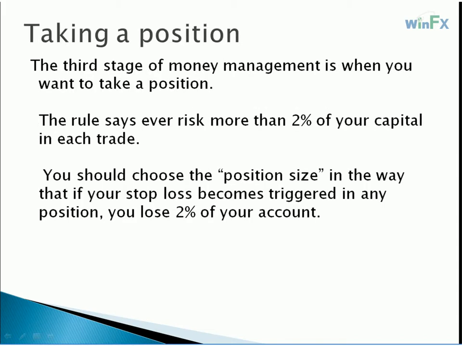The third stage of money management is when you take a position. The rule says never risk more than 2% of your capital in each trade. It means if you take a position and it goes against you and triggers the stop loss, you should lose only 2% of your account balance. For example, if you have a $100,000 account, you shall risk only 2% in each trade, no matter what position you take and how big your stop loss is in different positions. You should choose the position size in a way that if your stop loss is triggered in any position, you lose 2% of your account.